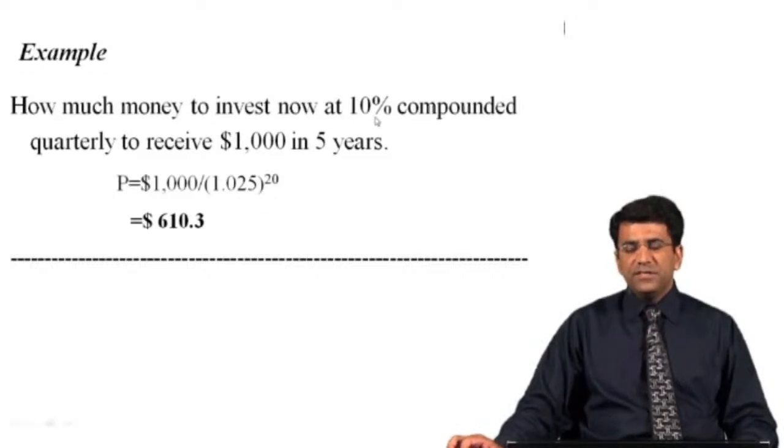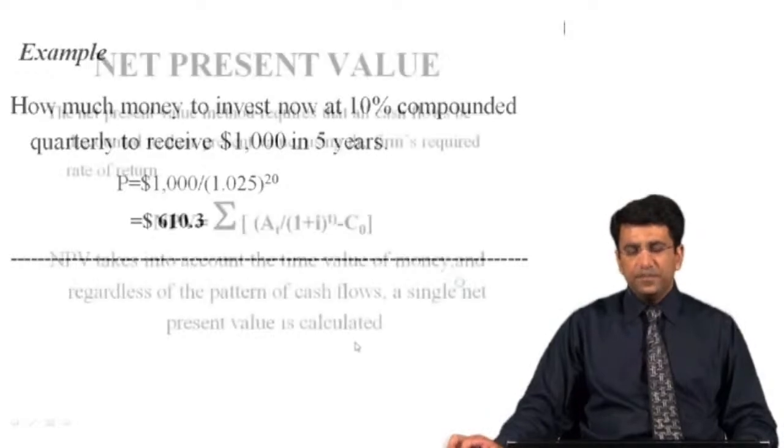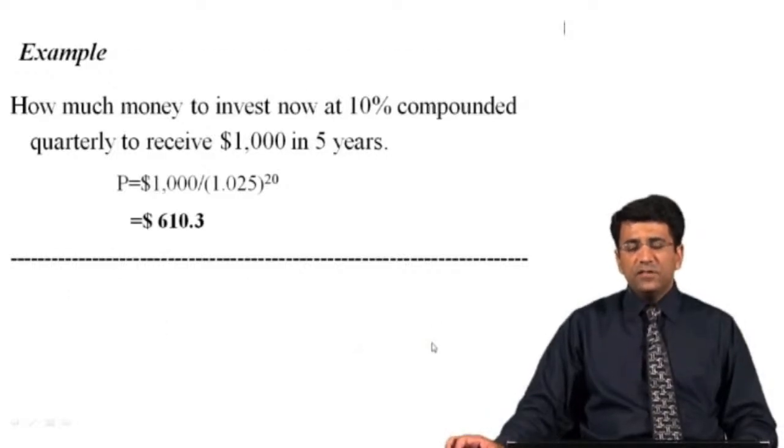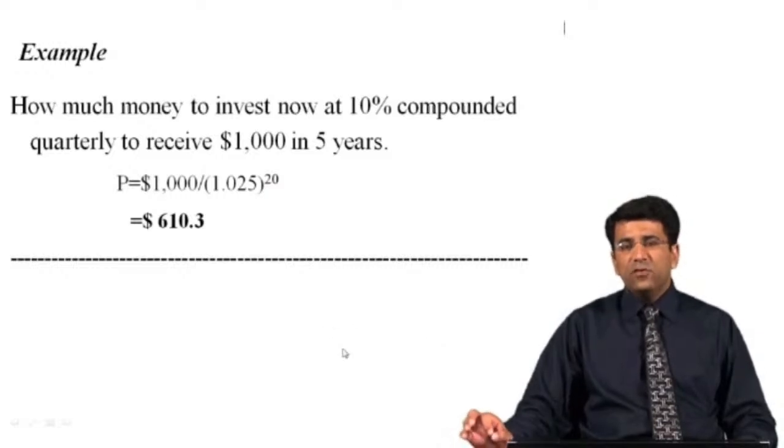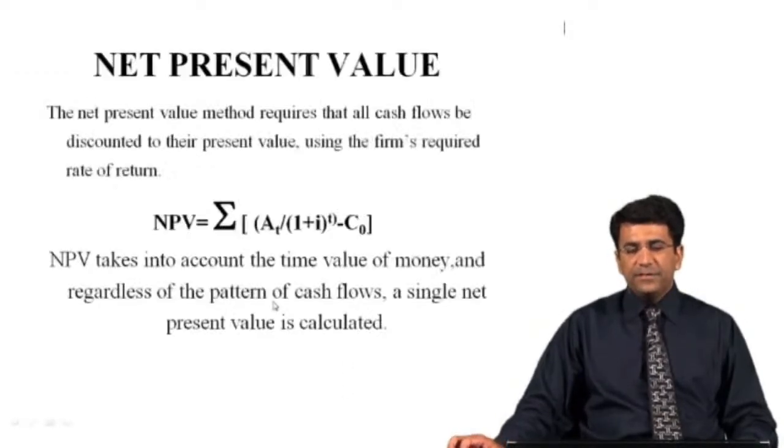If we divide the interest rate, that is 10%, by 4, and add this value to 1, it will become 1.025, and if we solve this, it will become $610.3. So this is the present value of money if the compounding is done quarterly. Now students, in this case we were calculating the present value of money for different investments after particular time periods, and now let's discuss the concept of net present value.